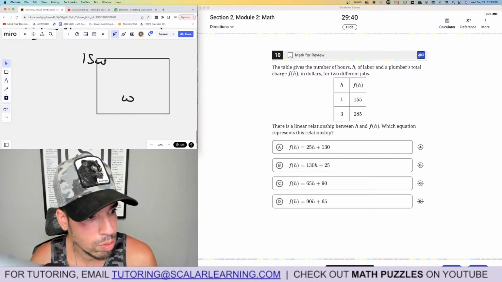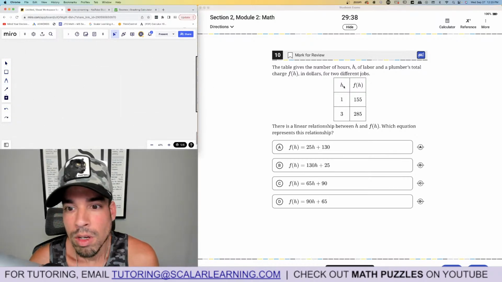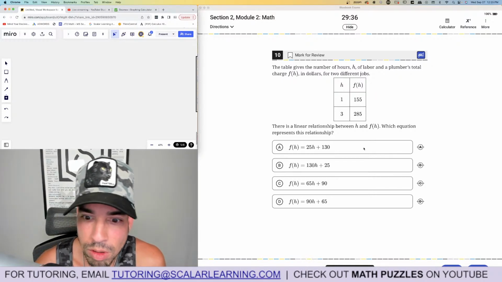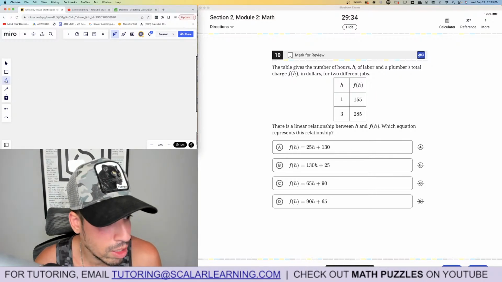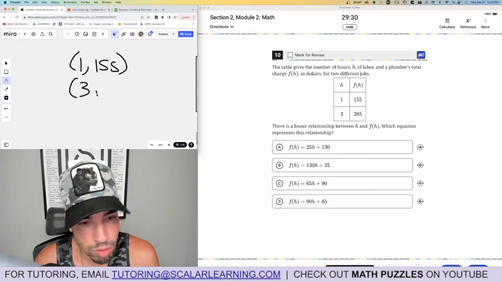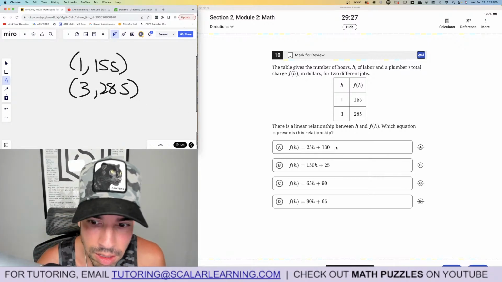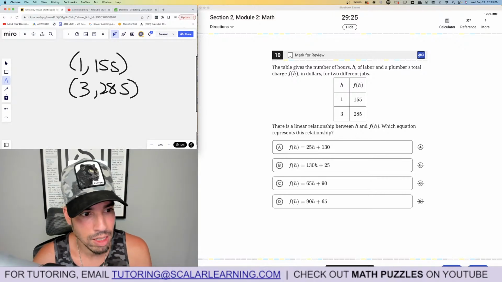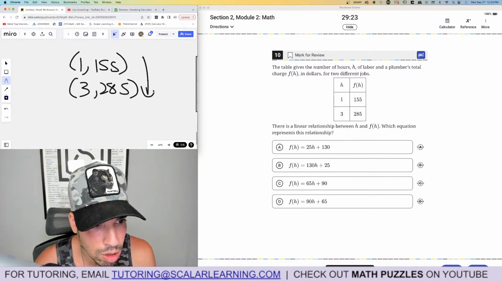Number 10. The table gives the number of hours, h, of labor. There's a linear relationship. Immediately when I see that, I'm writing these as coordinates: 1, 155 and 3, 285. And they want the equation. So we're going to use this to calculate the slope first and foremost.